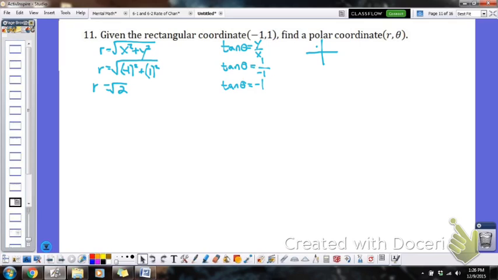So I need to look at my unit circle and find out which angle in quadrant 2 produces the y over x ratio of negative 1. And that is the angle measurement 3 pi over 4. So theta is equal to 3 pi over 4. So that gives me the polar coordinate root 2 as my radius and 3 pi over 4 as my angle measurement.